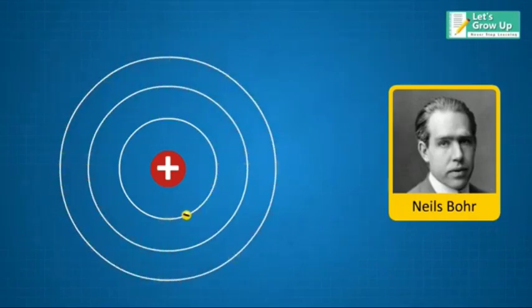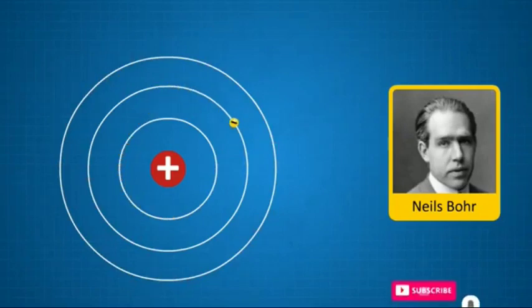When an electron of a specific shell absorbs more energy, it jumps to the next higher shell, and when the electron loses its energy, it falls back to the previous shell.